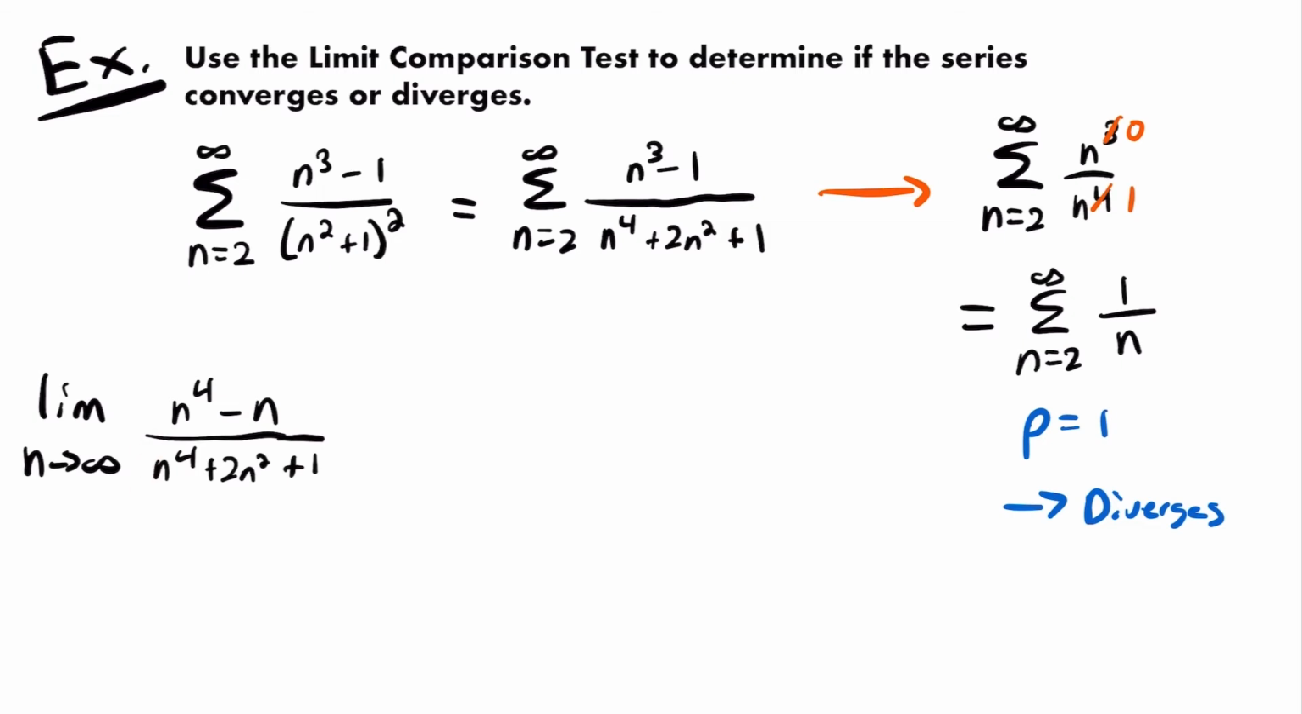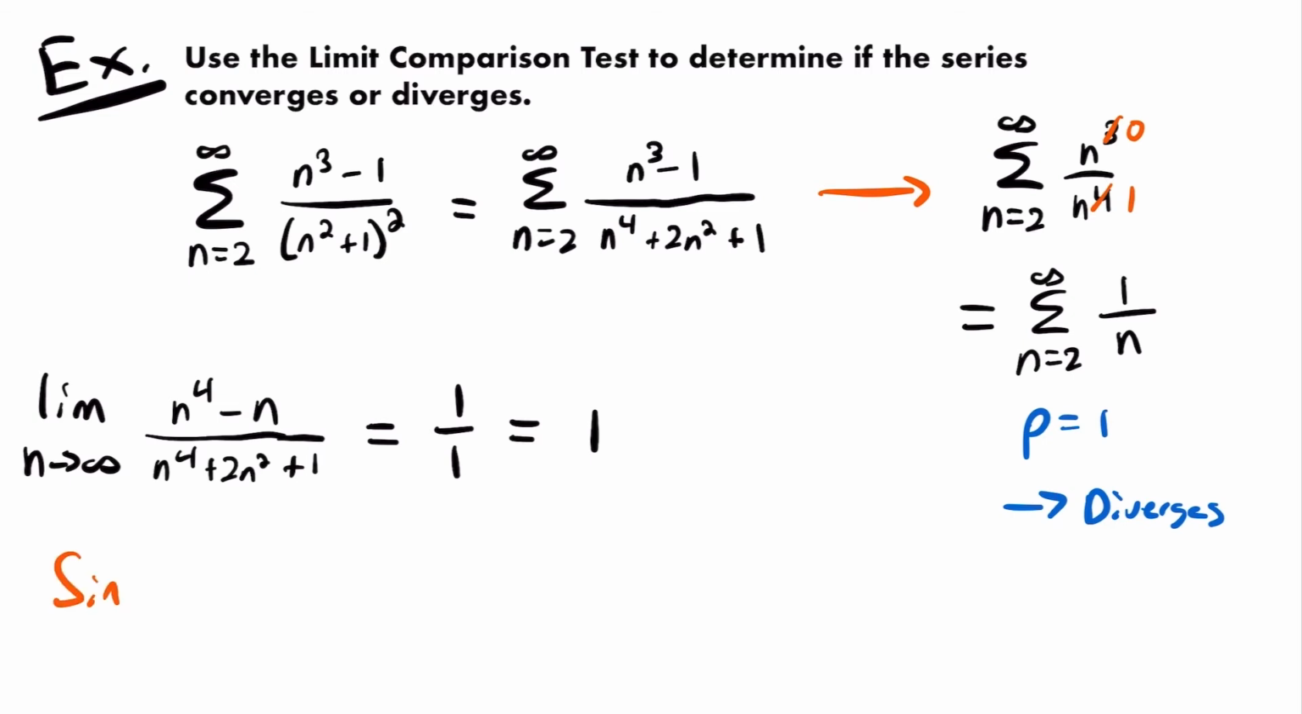That is the shortcut to solving this limit. Because the highest powers of n are equal, they're both 4, the ratio of their coefficients will be the solution to that limit. And so this limit is equal to 1. Since this limit is equal to a finite value, we can conclude that our original series will diverge just like our comparison series. And so that's our final answer.